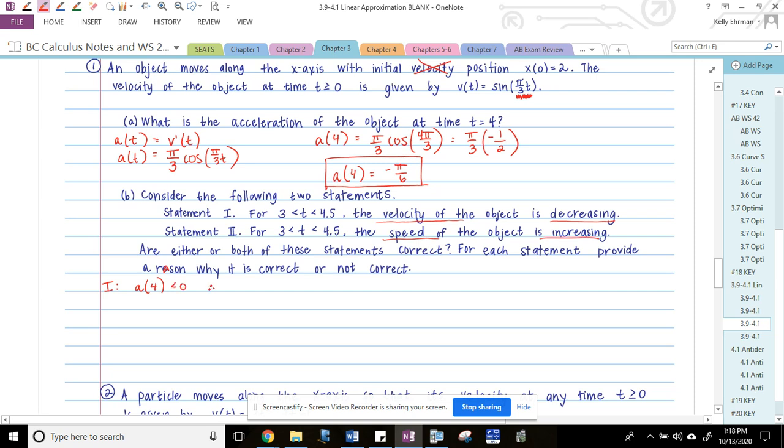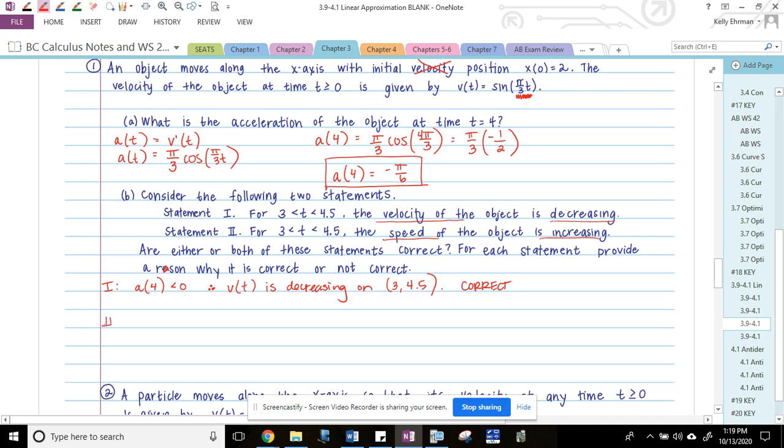Therefore, the three little dots in a triangle mean therefore, v of t is decreasing. I'm going to say on the interval. It's at t equals 4, but again, if this is a continuous function, then it would be decreasing on this interval, so on 3 to 4.5. So we're supposed to say correct or incorrect. Velocity is decreasing, yes, because acceleration is negative. So I'm just going to say correct.